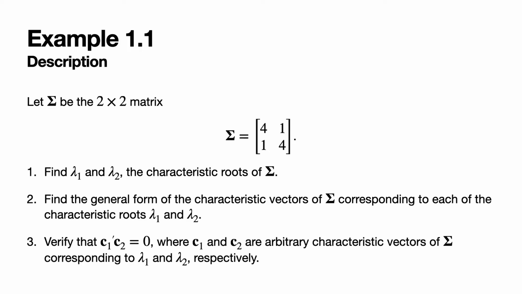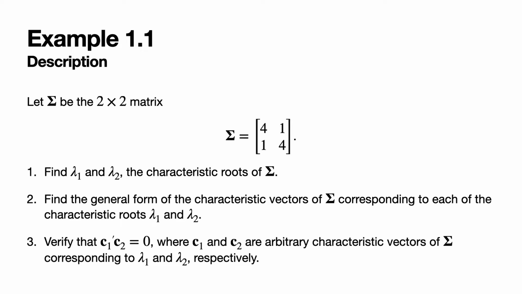So let's let cap sigma be the 2 by 2 matrix given here. So the 1, 1 entry is equal to 4. The 1, 2 entry is equal to 1. The 2, 1 entry is equal to 1. And the 2, 2 entry is equal to 4. Now we're going to do several things in this example.